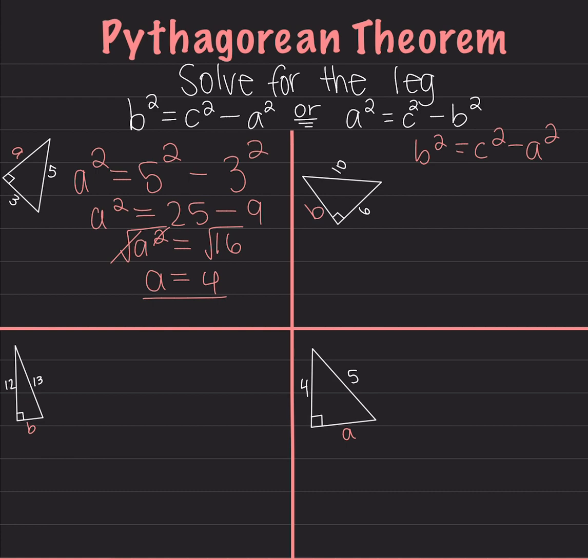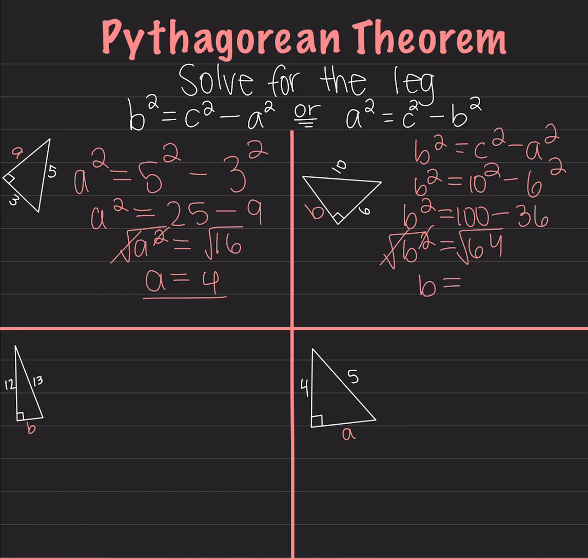So we have c squared in our case, which is 10 squared. So I have b squared equals 10 squared minus a squared, which is 6 squared. 10 squared is 100 and 6 squared is 36. Next, we will do 100 minus 36, which gives us 64. And now, to get rid of the squared, I will do a square root on both sides. B equals the square root of 64, which is 8. So my answer is 8.